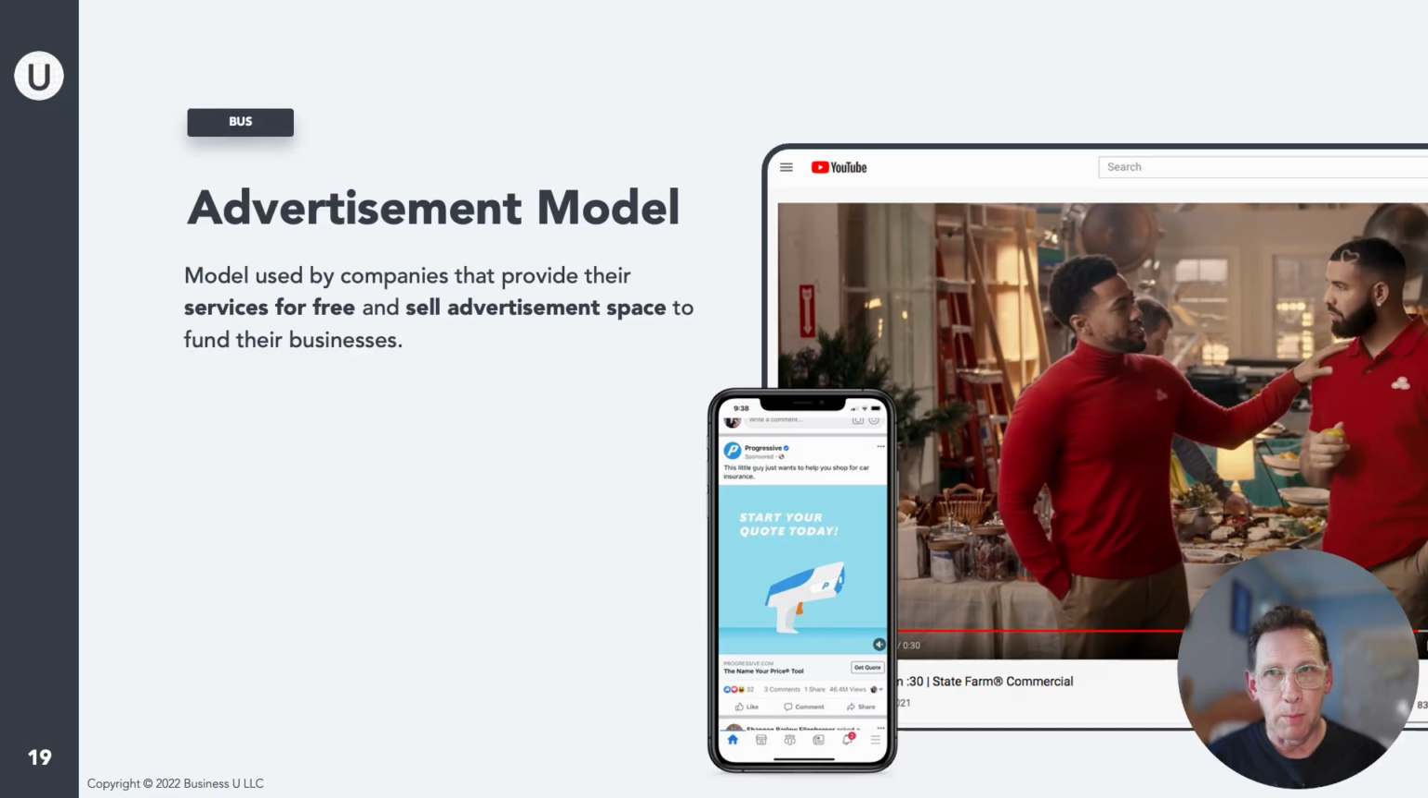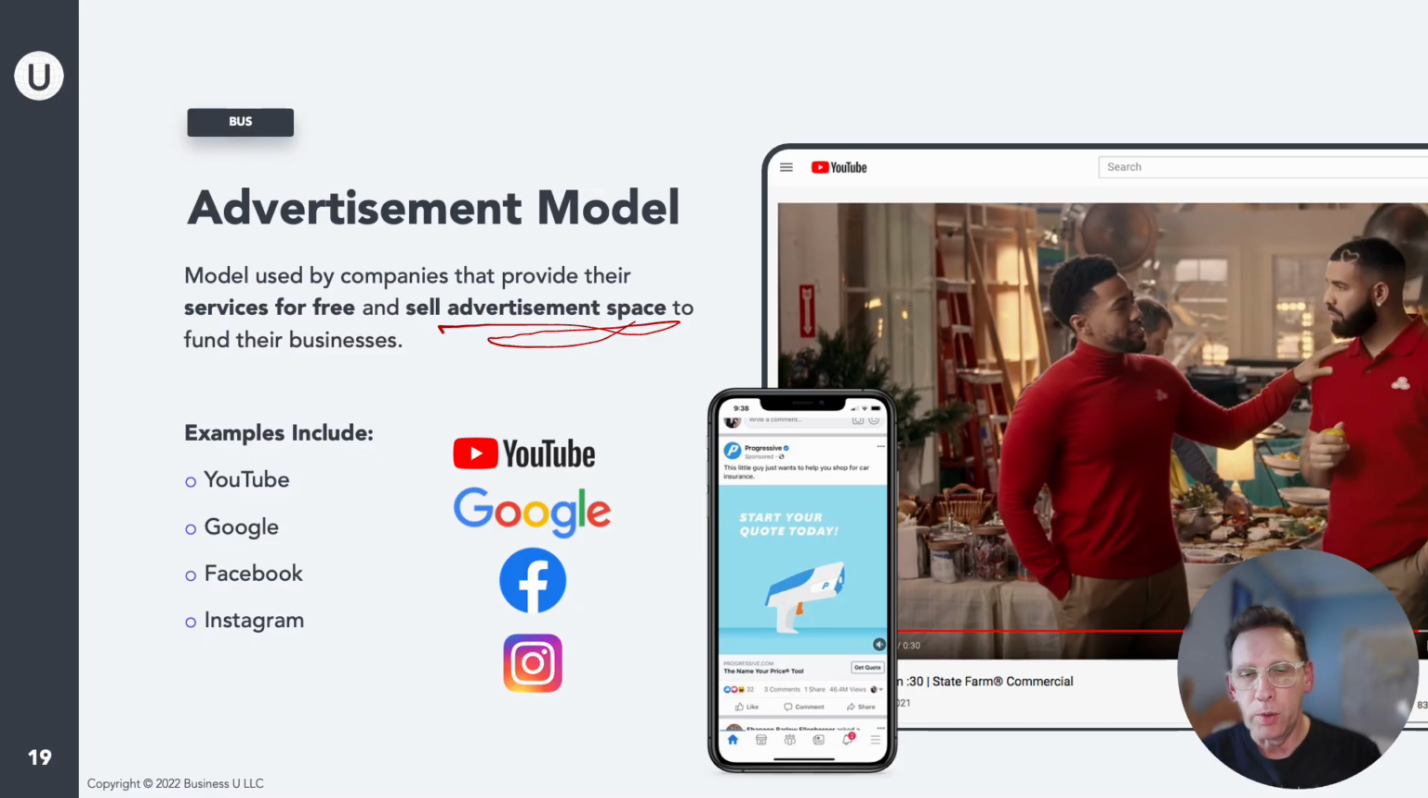Now, the advertisement model is another model, and this model is used by companies that provide their services for free, but they sell advertisement space to fund their businesses. Some examples include YouTube, Google, Facebook, Instagram. All of their services are free, but they sell that advertisement space in order to make money.